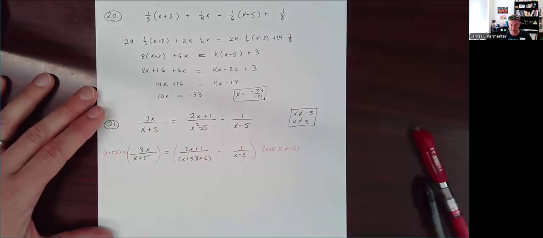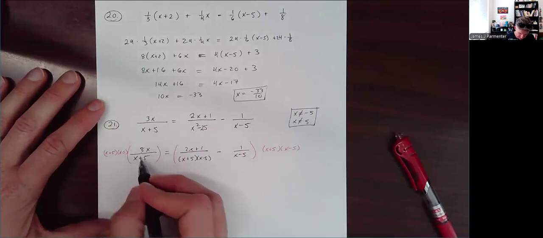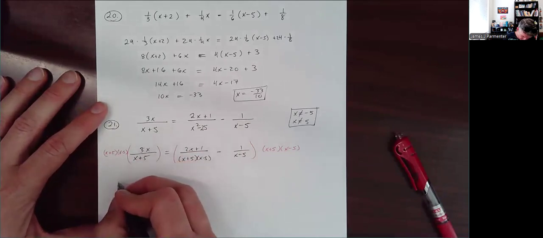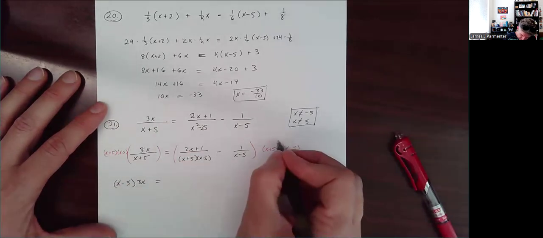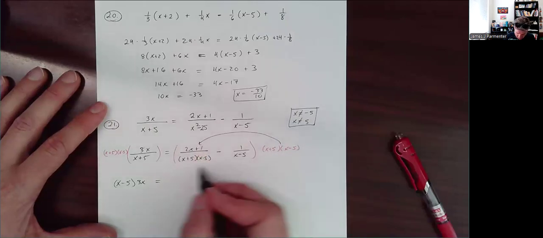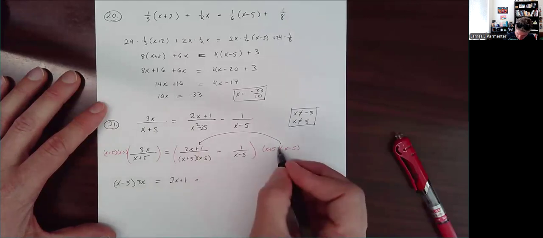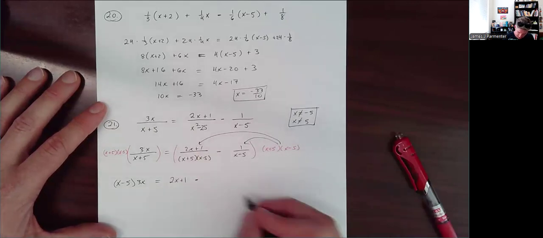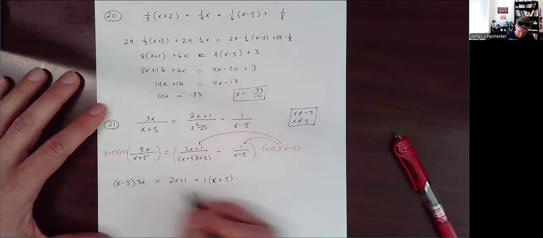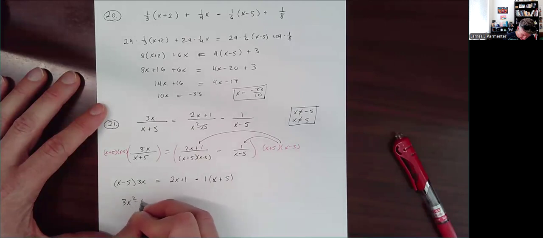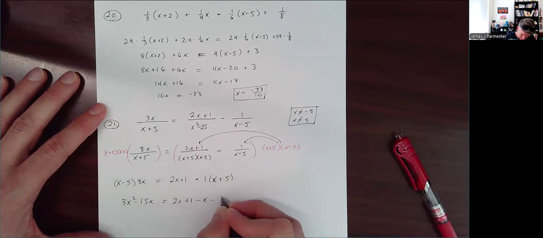So the point of doing this is that we're going to cancel out the denominators. You multiply x plus 5 times x minus 5 by 3x over x plus 5. The x plus 5's cancel, and you're left with x minus 5 times 3x. When you multiply this by that, the whole denominator cancels, and you're left with just 2x plus 1. Minus, when you multiply this by that, the x minus 5's cancel, and you get -1 times x plus 5. Multiply it out, we get 3x squared minus 15x equal to 2x plus 1 minus x minus 5.